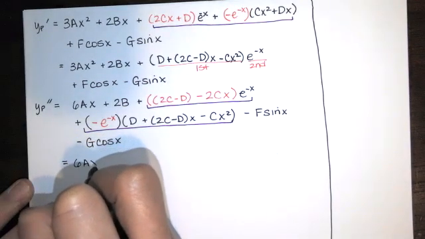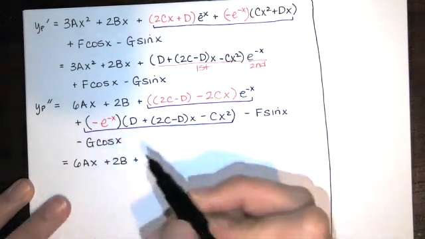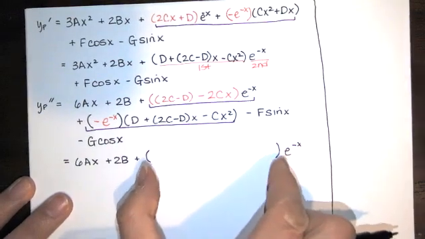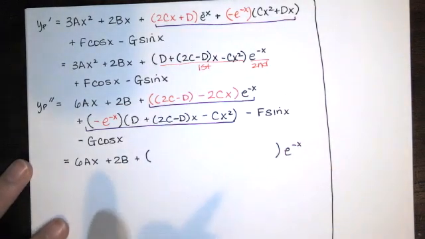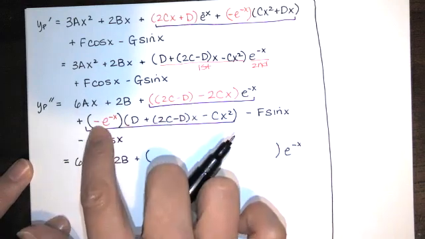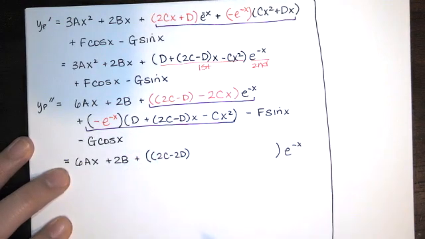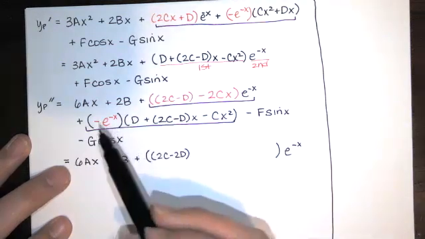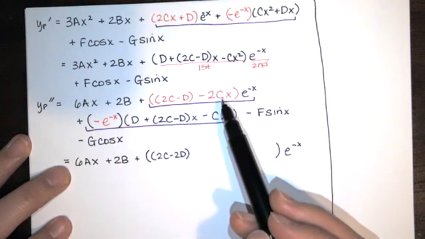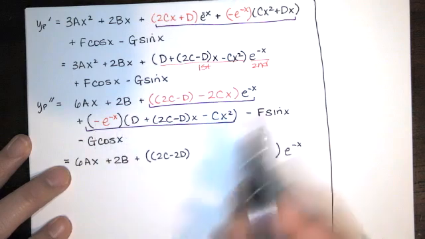So we have 6a times x plus 2b. And I want this to be a product. I want this to be a polynomial times e to the negative x. So for the constants, I've got negative 2c, or excuse me, positive 2c minus d minus another d. So that will be 2c minus 2d is my constants. And then I have minus 2cx here, minus 2c minus a minus d. So it's going to be plus d. So minus 2c is minus 4c plus d times x.